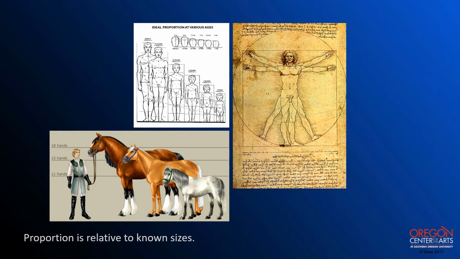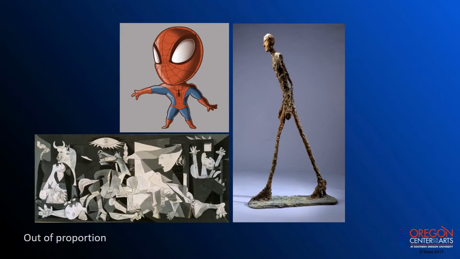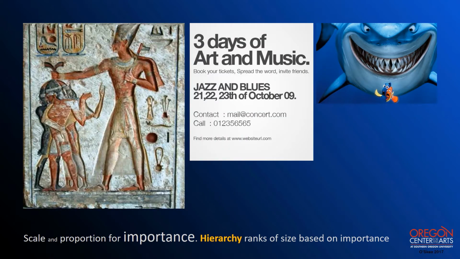So we have to kind of know how big things are. And that's why the size of a person is so important in terms of understanding what we're looking at when we're seeing a rendering, a two-dimensional thing. Things can be out of proportion to exaggerate. So Spider-Man's head here is many times bigger than his body. It is out of proportion. You see that in art where human body elements that are recognizable are sort of stretched, swollen, or shrunk, or whatever to create a desired effect. Scale and proportion for importance. So here we have the pharaoh much bigger than the other kings that he is conquering here.